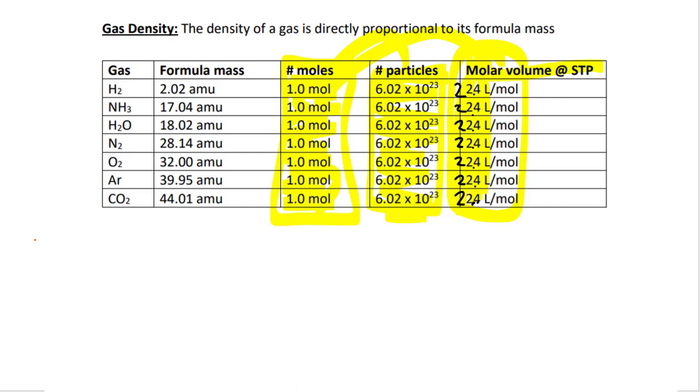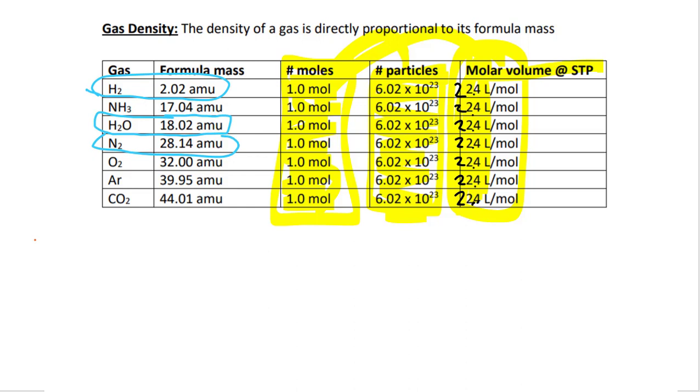So, notice that H2 for hydrogen is 2.02 AMUs. For water, H2O, my formula mass, and this is going back to the periodic table to see what 2 hydrogens and 1 oxygen together have a mass of. Same with N2, 2 nitrogens is 28.14.